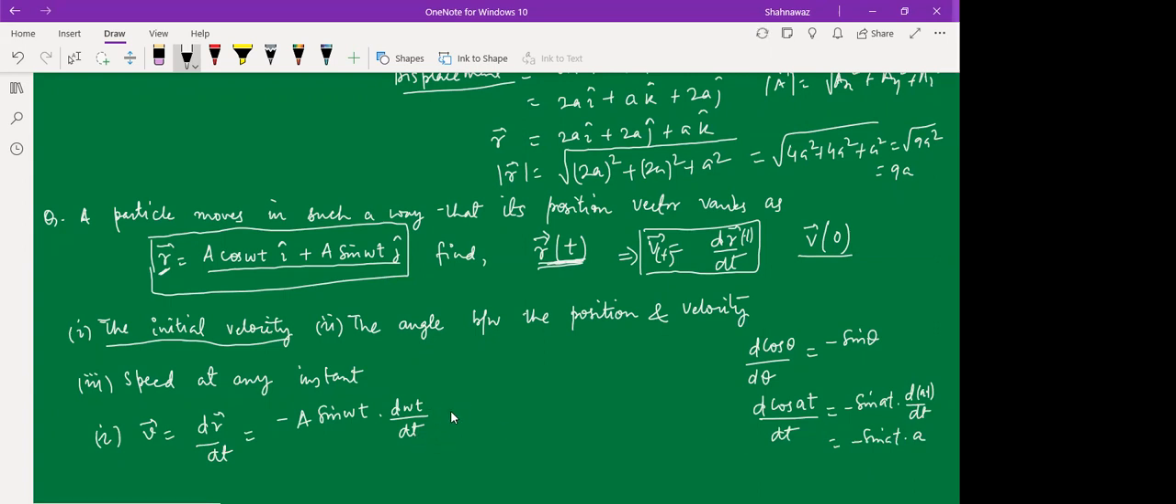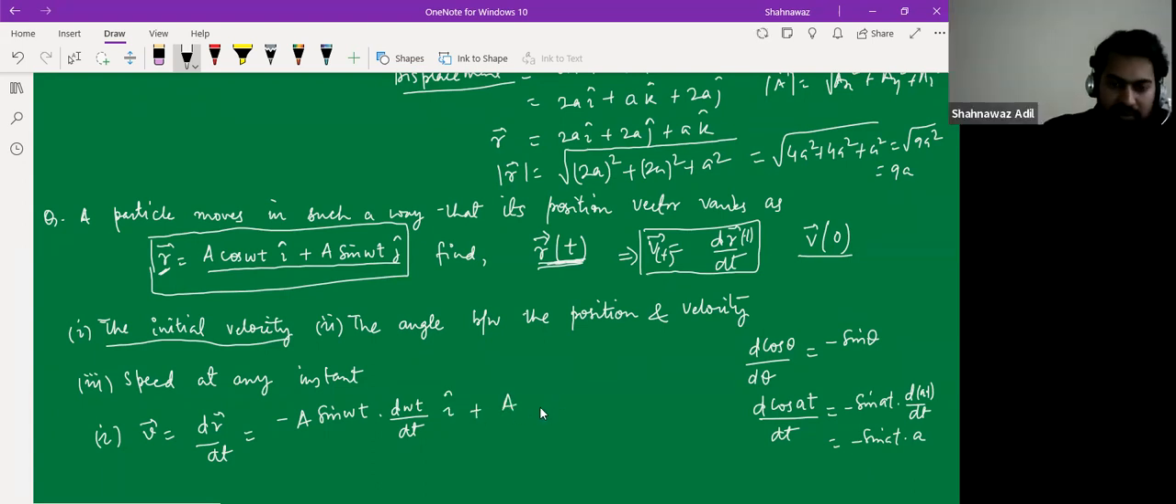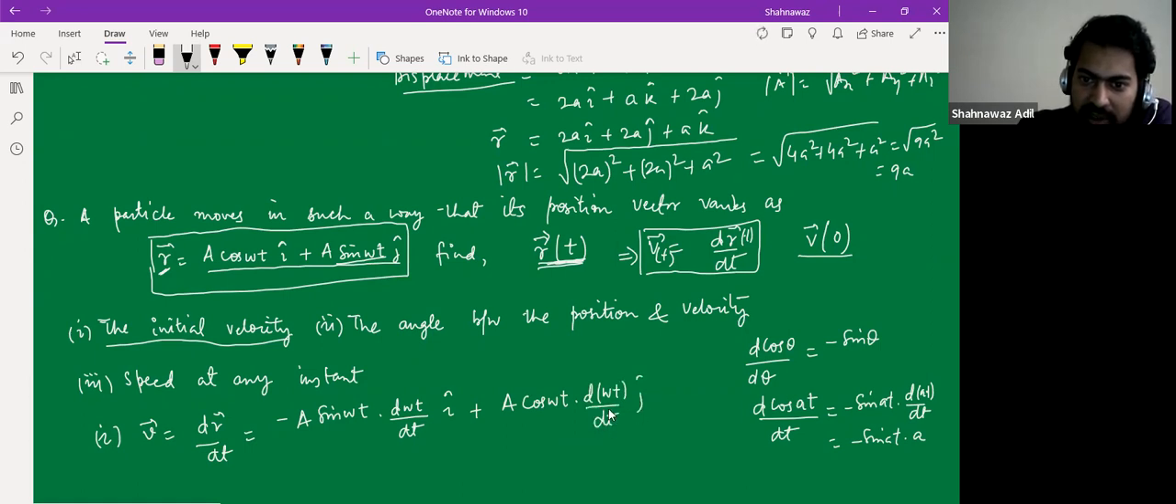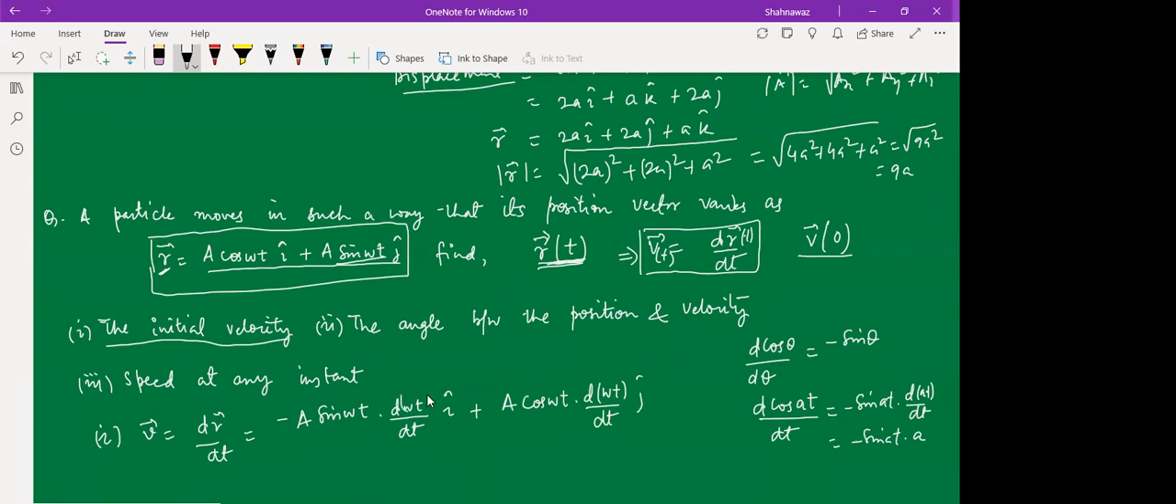Okay. Yes, sir. So this is i hat plus, this will be what? Differentiation of sine omega t. This will be what? A cos omega t. Right. Into what? d omega t by dt, j hat. Okay. Yes, sir. So you know about the differentiation, no?